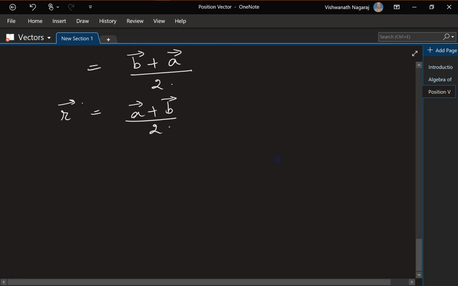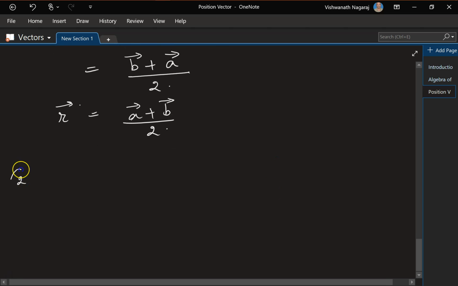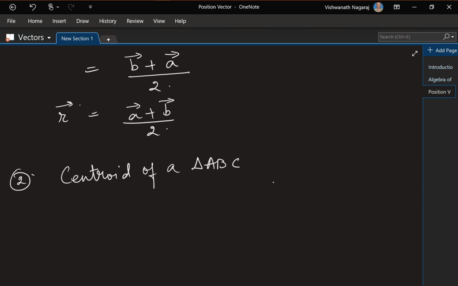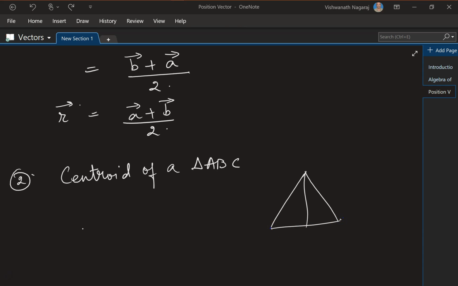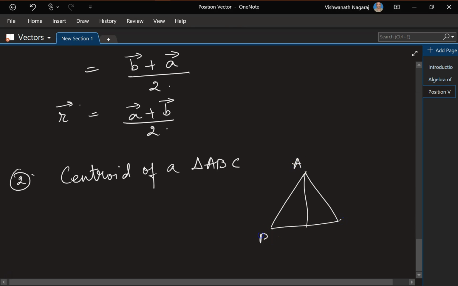Let's look at another very interesting aspect: the centroid of a triangle ABC. Now remember, the moment I say centroid, this is high school geometry. So you should know what a centroid is and what its properties are. Right. So let's say I have a triangle, here, A, B, C and D. These are the points of interest.